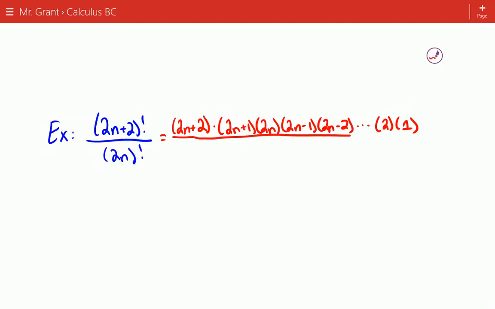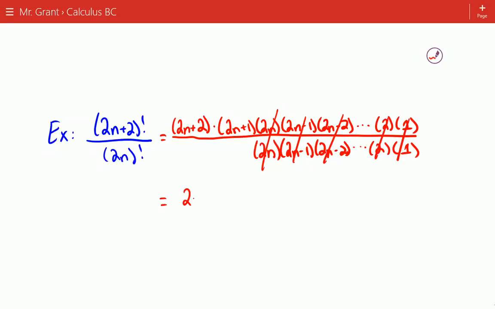And so we can take a look at the bottom. We know this one's going to start with 2n, and I'll line them up, and then we subtract 1 from it, and then subtract 2 from it, and it goes all the way down until 2 and then 1. So we can see just by looking at the pattern that these will all cancel out, and this factorial actually reduces to 2n plus 2 times 2n plus 1.